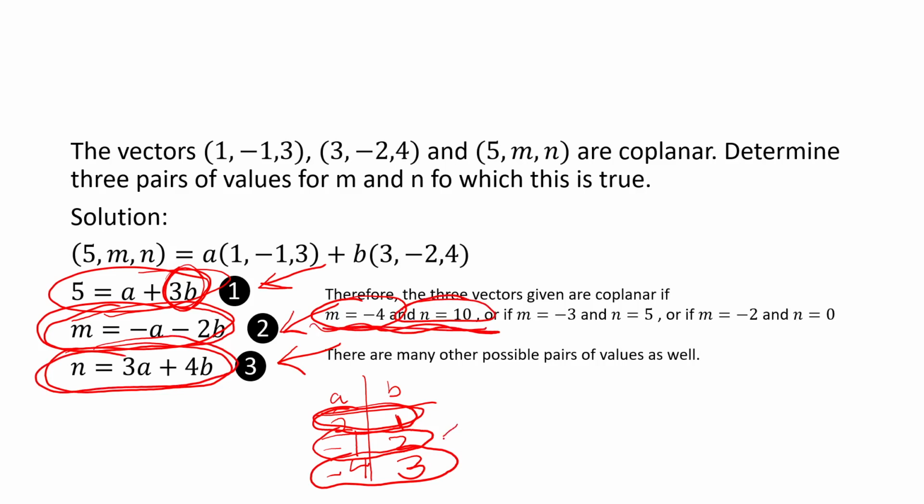If that wasn't too clear, we'll do one more. What if I let a be negative 1 and b be 2? Then m would be negative 1 minus 2 times 2, which would be negative 3, but n would be 3 times negative 1 plus 4 times 2, which would be 5. And that would be another possibility. So you see here that there's a couple of different ways of going about that solution.